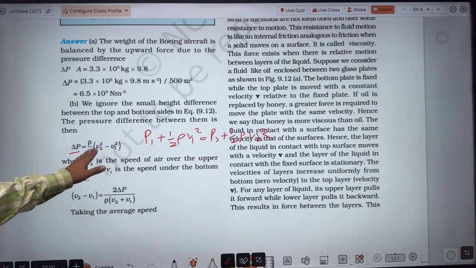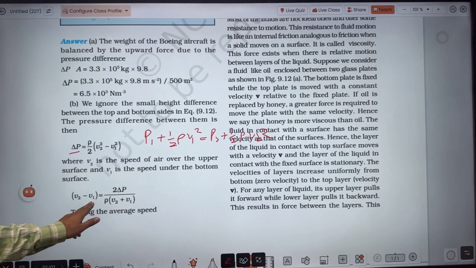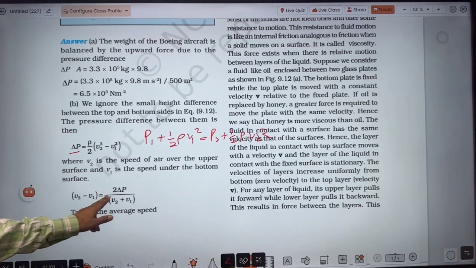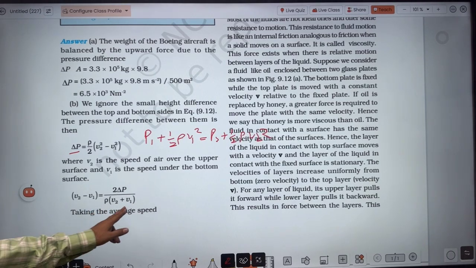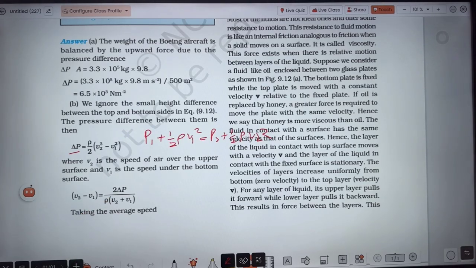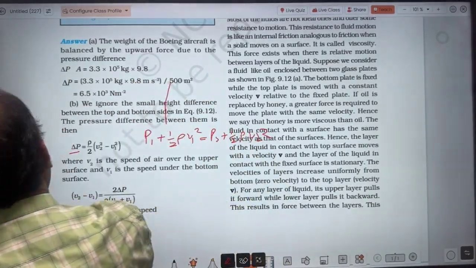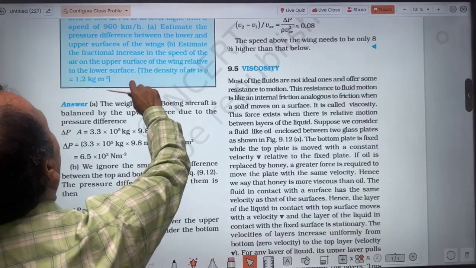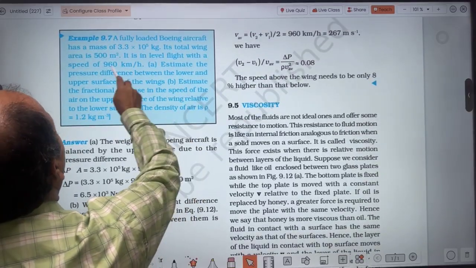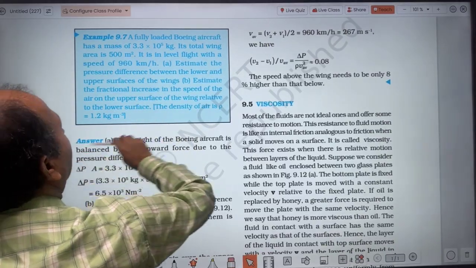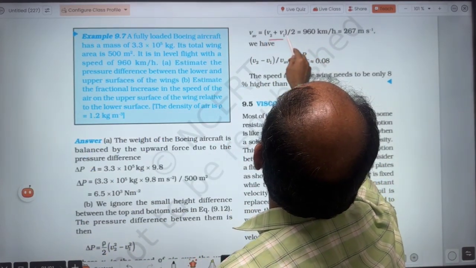So here we can factorize it. V2² − V1² can be written as (V2 − V1)(V2 + V1). So V2 − V1 we have to find out. V2 − V1 equal to twice ΔP divided by ρ times (V2 + V1). Here (V2 + V1)/2 can be taken as the average speed, isn't it? So in that case we can evaluate it, and in our question average speed is given. If you observe it carefully, with a speed of 960 km per hour, we can take it as the average speed, and we have got the relation. So here V average = 960 = (V2 + V1)/2.